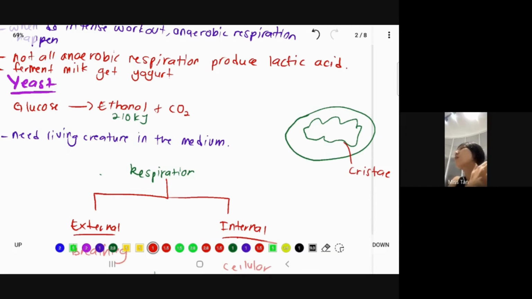For plant, it depends. If you are talking about glucose, there will be ethanol. If you're talking about wine, or something else, whatever, it depends on the reactant.